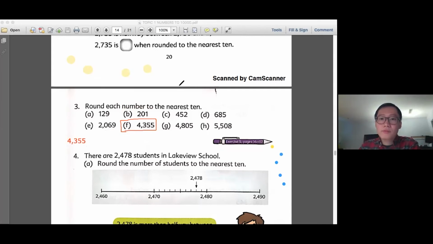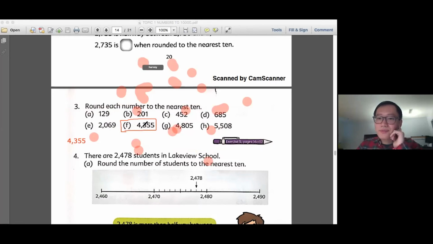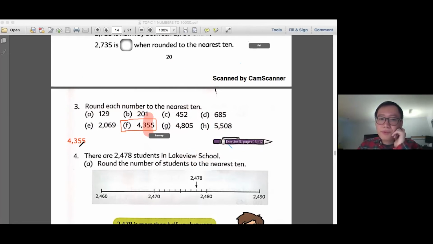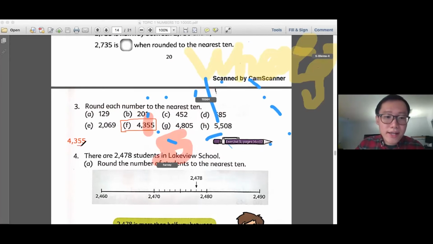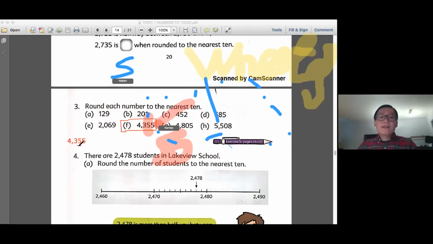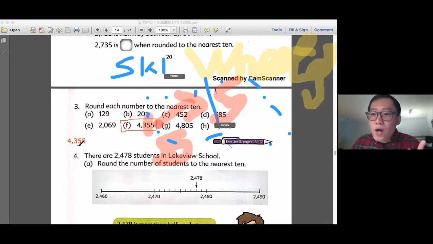4,355. Yes, that's our number that we need to work on, right? Can anyone just tell me which digit is in the tens place? Which digit is in the tens place in this number? 5, which is like 50. 5 is in the tens place, right? So 5 is actually 50. That's what we want to round, right?